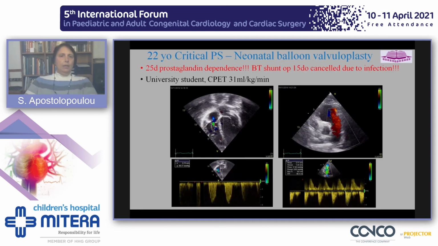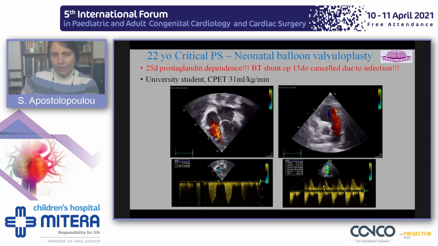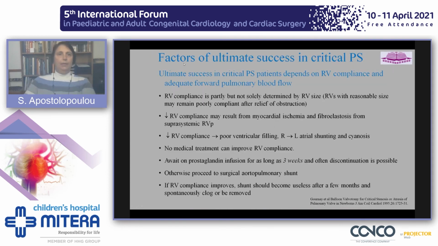There you go. This is actually a patient that's 22 years old now. He's a university student, CPET 31. At 25 days, he had a neonatal valvotomy at Hagia Sophia. For 25 days he needed prostaglandins. He actually did not have a BT shunt because he had an infection. See how good he looks at 22. This doesn't play, but hopefully it will. Of course, the RV is big. The pulmonary valve is not stenotic. He may need something in the pulmonary valve, but he's 22 and nobody expected it.